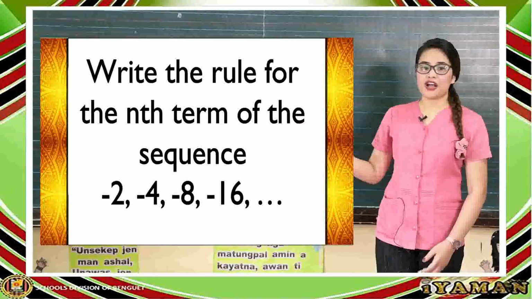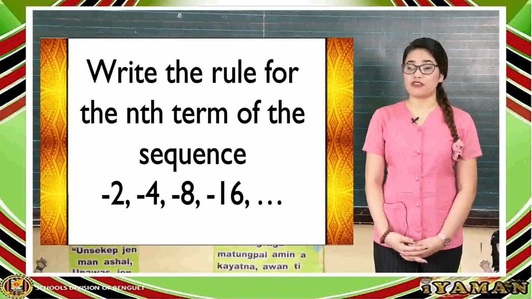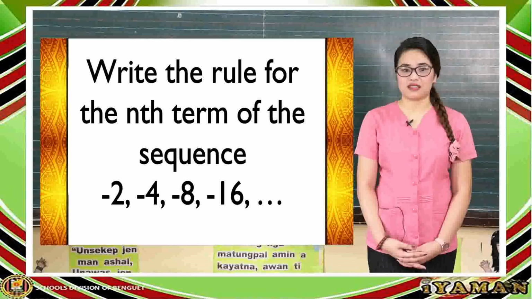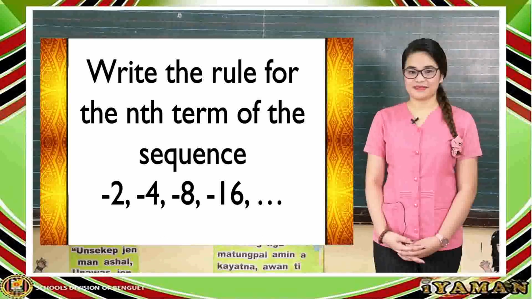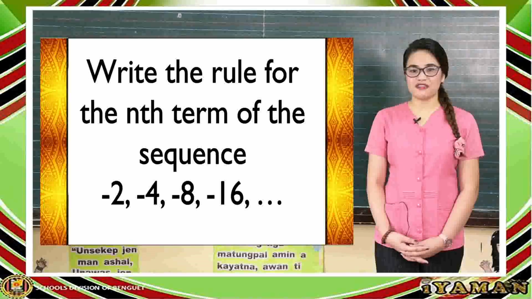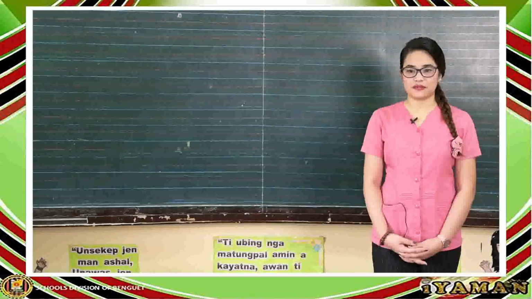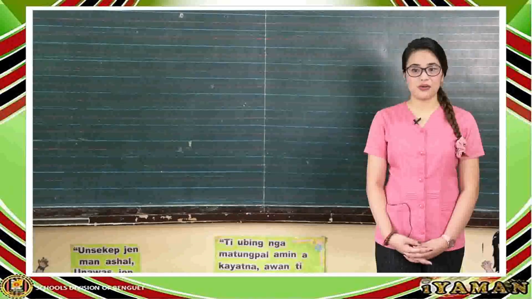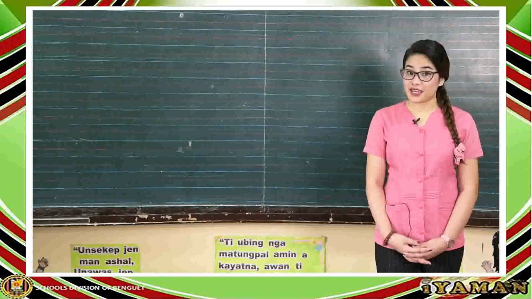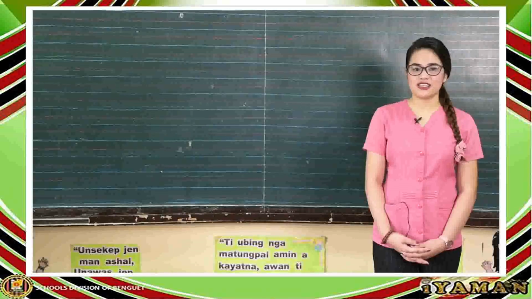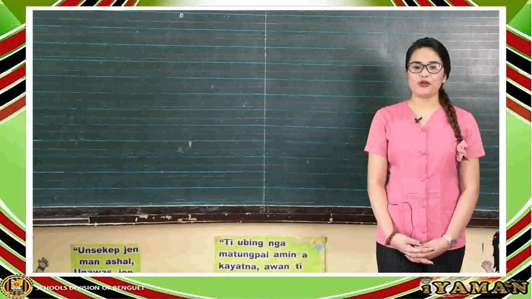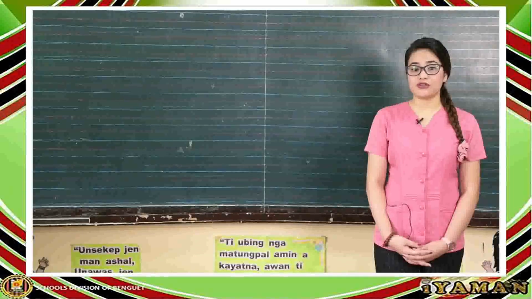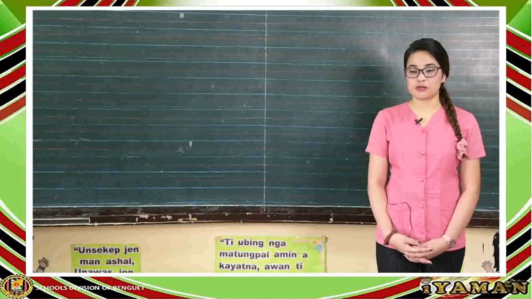Next, write the rule for the nth term of this sequence, -2, -4, -8, and -16. Alright, check your answer if you got this nth rule. a sub n is equal to -2 times 2 raised to n minus 1. Got it? Congratulations! I hope you can still remember the lessons previously discussed. If not, feel free to flip the pages of your previous modules.